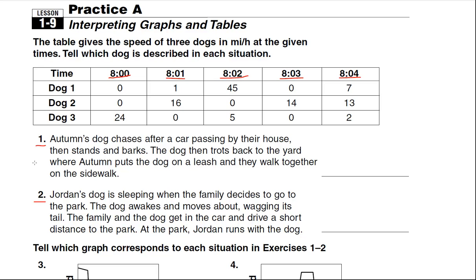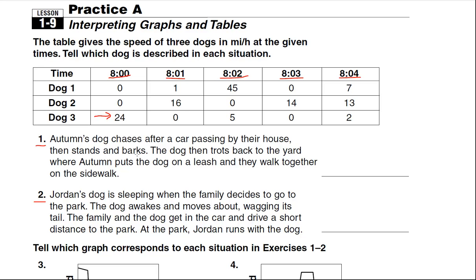Alright, number 1. Autumn's dog chases after a car passing by their house. So right away, the dog starts out moving at a high rate of speed, running. So it's got to be dog 3, because that's the only dog that starts out moving. The others aren't moving at all. But let's continue just to make sure.